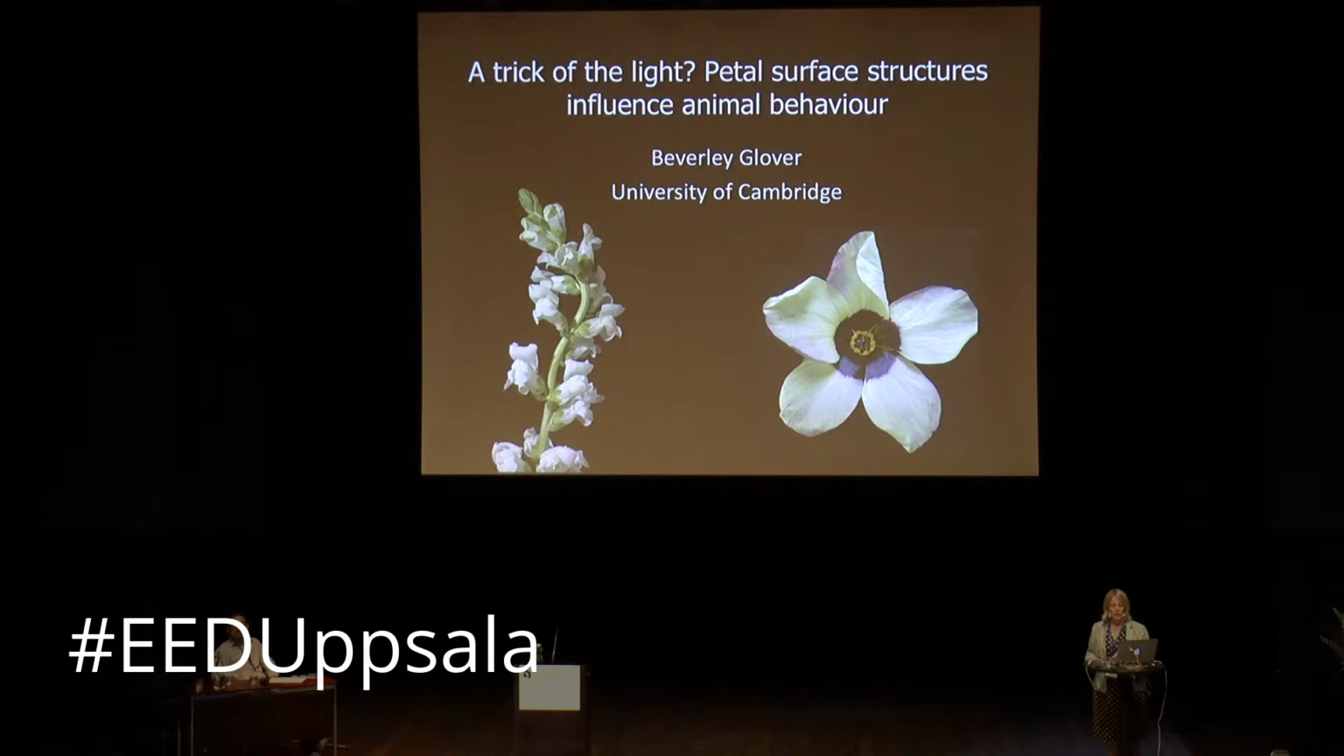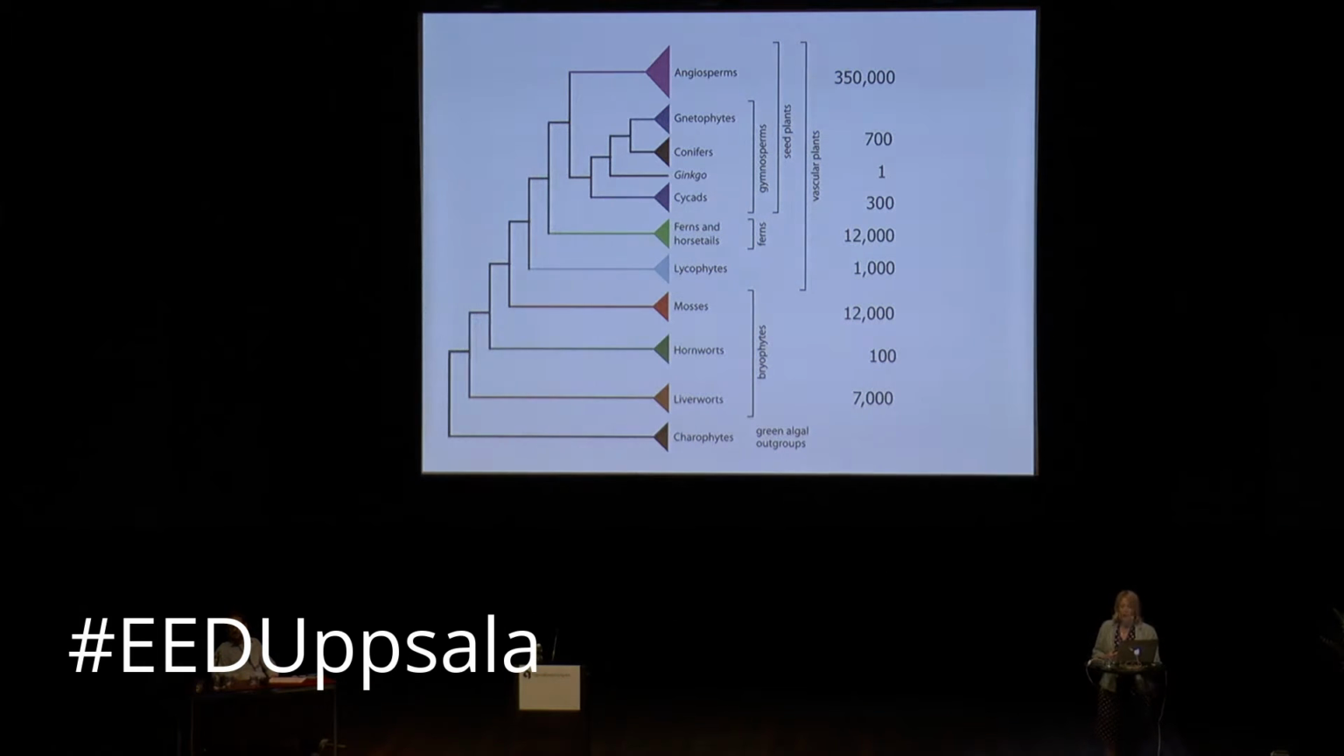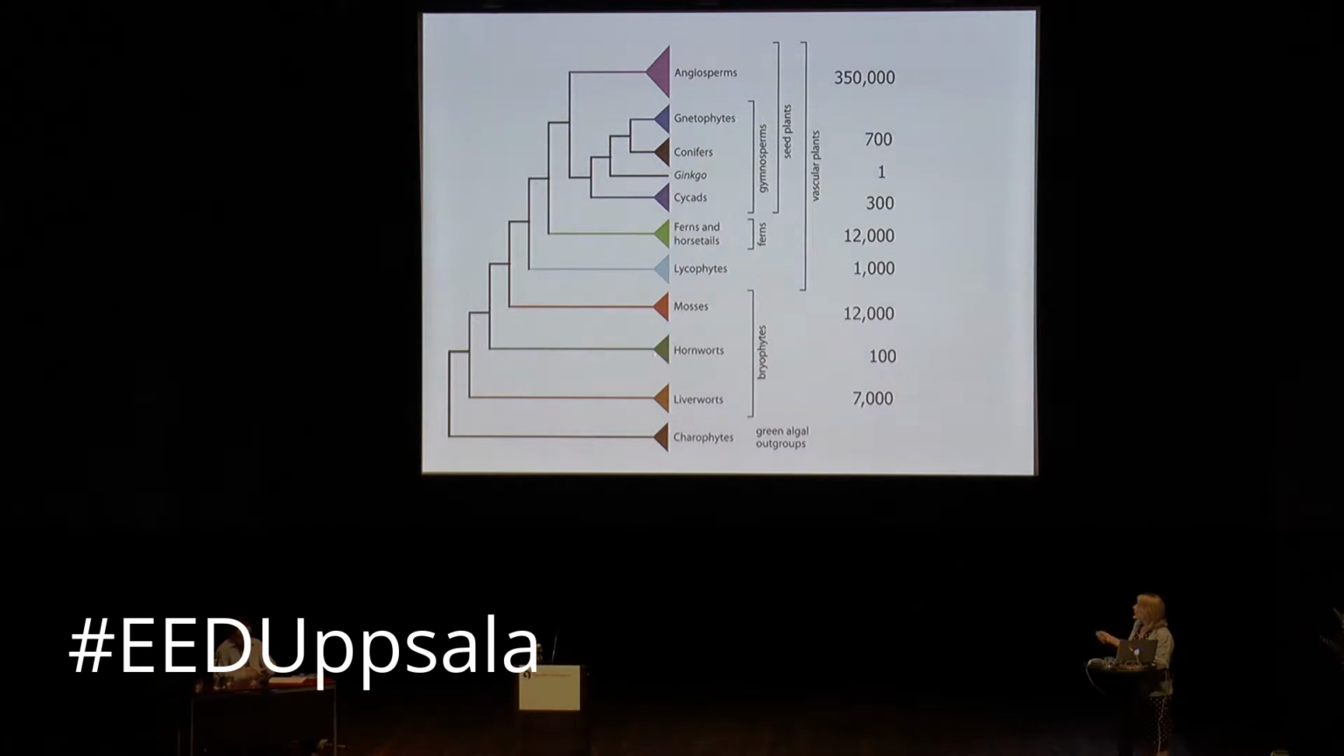But before I do that, I want to tell you about why we're interested. For those of you particularly perhaps who aren't plant people, this is a phylogenetic tree of the land plants. And the thing I really want to pick out on it, so these are our divisions, which are kind of the equivalent of the phyla in the animal kingdom. And I've put species numbers down the right-hand side here. And you can see that the angiosperms, the flowering plants up the top there, have 350,000 or so species.